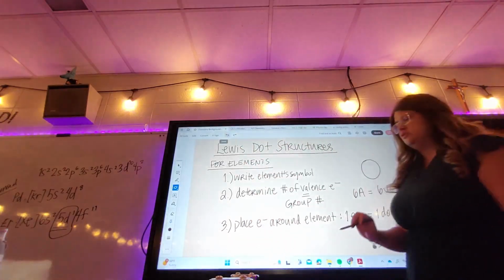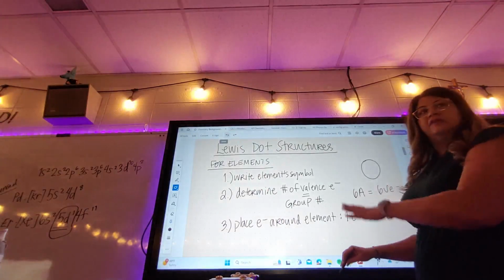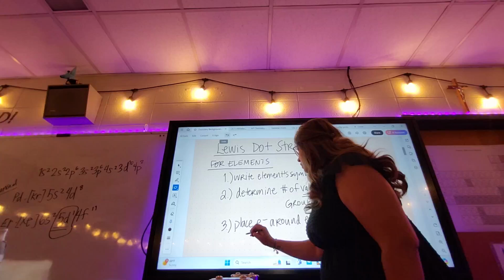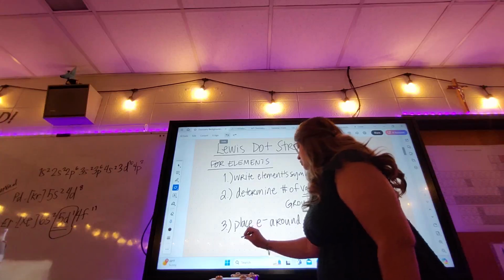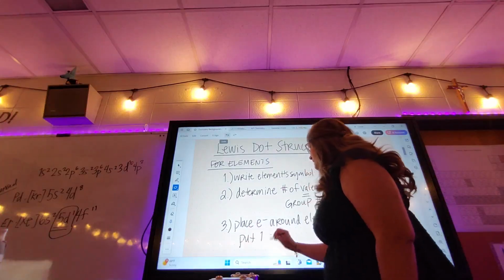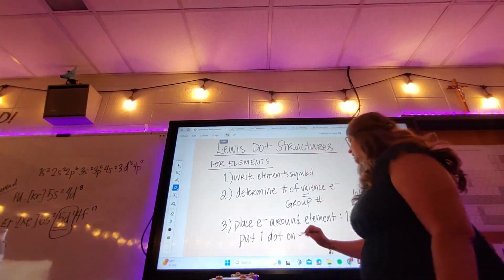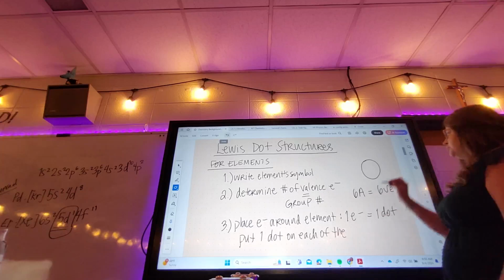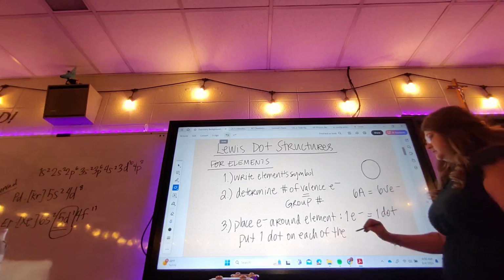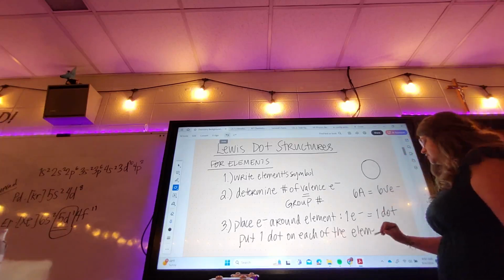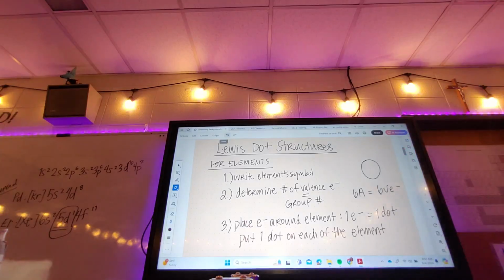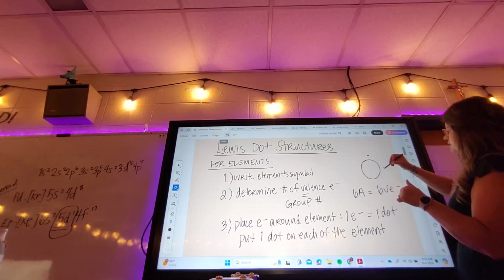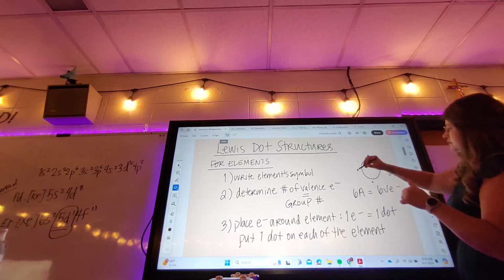So I'm going to write on the board how you do that, and then I'll explain it. You're going to put one dot on each of the four sides of the, so pretend that this is a box. And you'll start by putting one dot on each of the sides. So that would look like this. 1, 2, 3, 4.